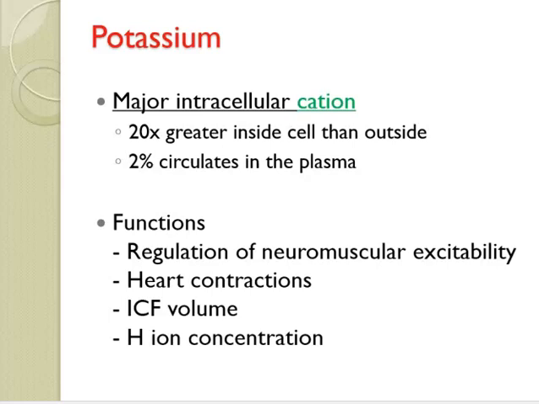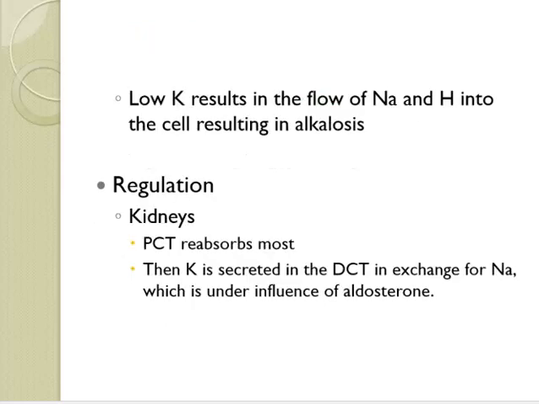Functions of potassium include regulation of neuromuscular excitability, heart contractions, ICF, which is intracellular fluid volume, and hydrogen ion concentration. Low potassium results in the flow of sodium and hydrogen into the cell, resulting in alkalosis. The regulation of potassium is done by the kidneys.